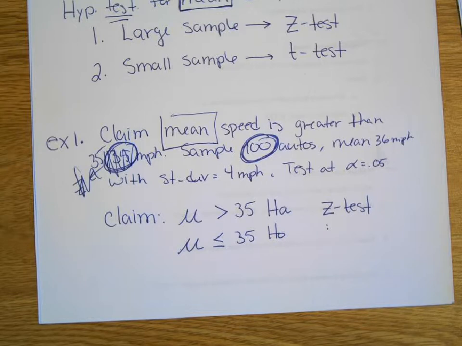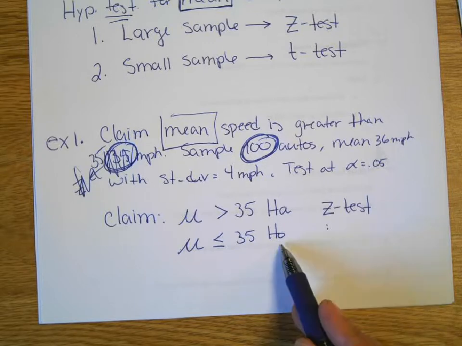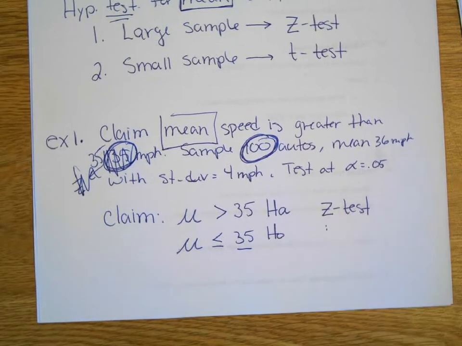Okay. Mu0. What do you think that wants? 35. Yeah, the mu from the Ho. That little 0 is the 0 like on the Ho. So our mu in the Ho is the 35. So we're going to put 35 there.